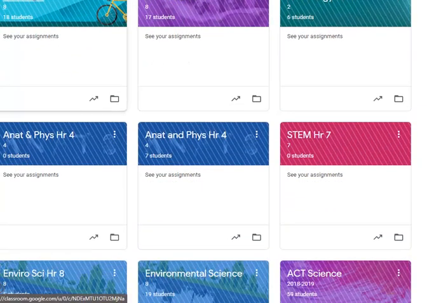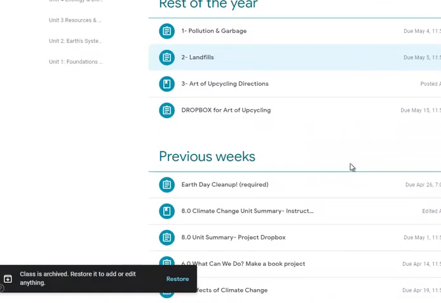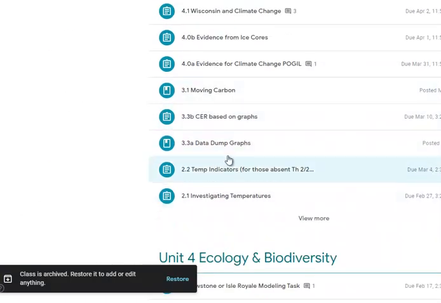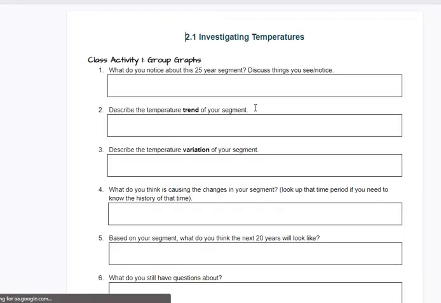Environmental science, this one was this year. Okay, environmental science, very similar, broken up into very small sections. And this was a smaller class, so I actually would often read their answers.